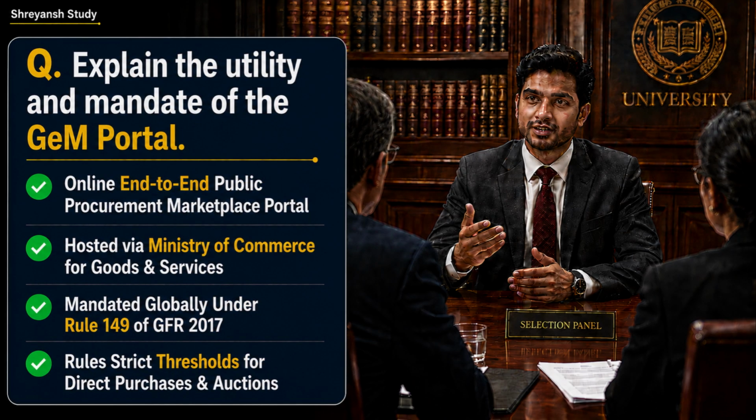What is the GeM portal? What is its utility in public procurement? Which specific rule or chapter of GFR mandates procurement through GeM?